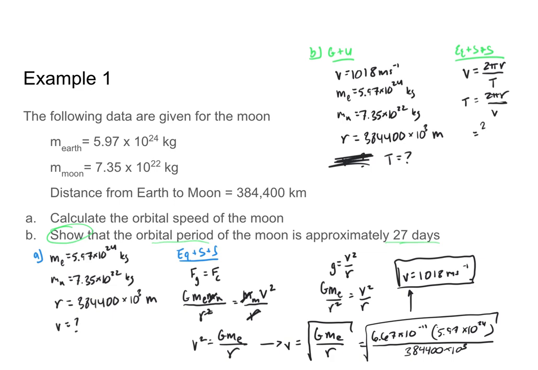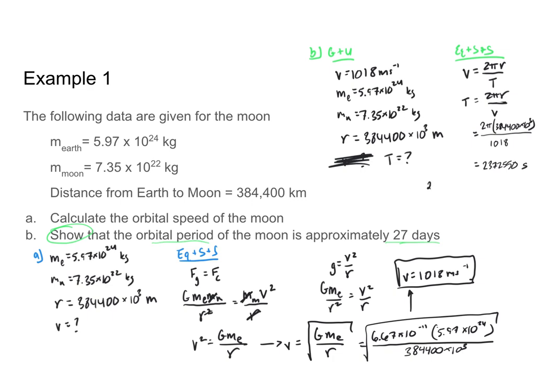So in this case, my orbital period is 2 pi times 384,400 times 10 to the third meters, which is a mouthful to say, divided by my orbital velocity, which is 1018 meters per second. Putting that in my calculator, my orbital period is going to be 2,372,550 seconds. Now we are asked to show that the orbital period is approximately 27 days, so we do need to do some unit conversions here.